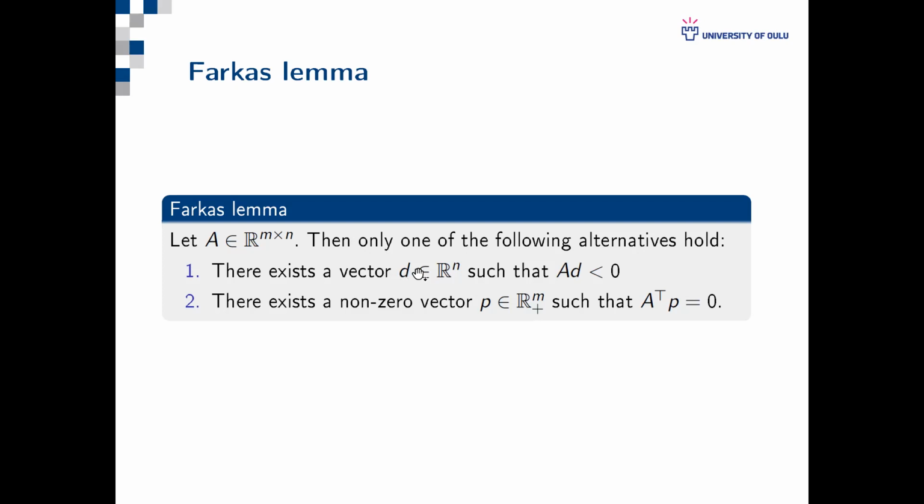Either we have a vector d in R^n such that A times d has negative coordinates, or, if this is not possible, then there is a non-negative vector p such that A transpose times p equals 0. The proof is quite long, and I won't do it because we have to go more into the details of convex analysis, and we don't have time for that. So I take it as a given.